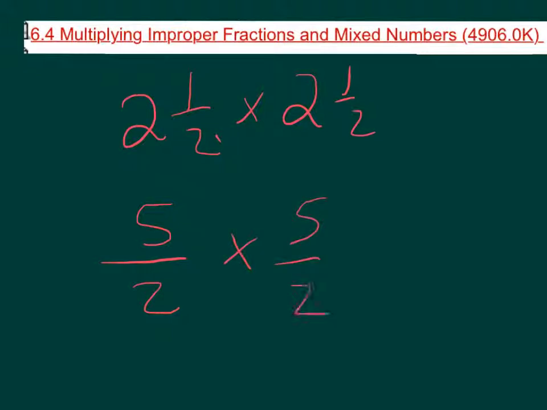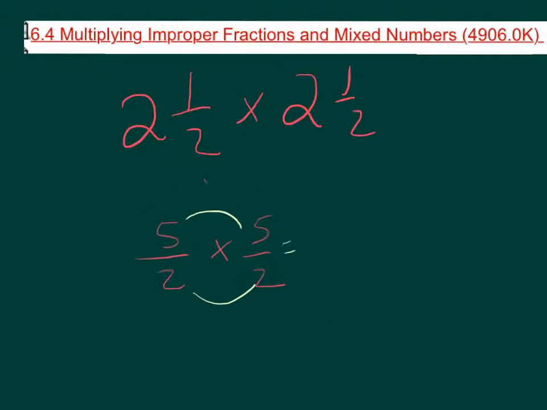And now, the rule for multiplying improper fractions is the same as it is for proper fractions. You simply multiply the numerators, multiply the denominators, and that's going to be your answer. You might have to put it in lowest terms, though. Let me just shrink that a little bit. And so you end up getting, of course, 5 times 5 is 25, and 2 times 2 is 4.